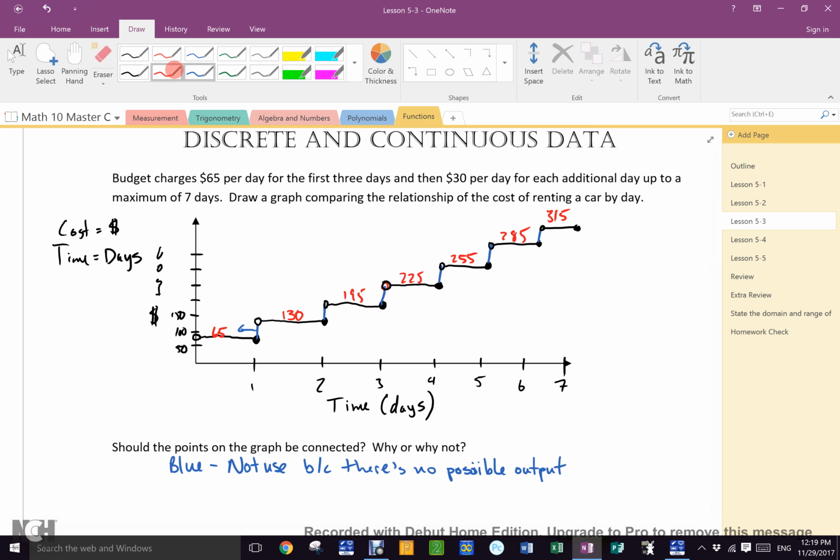Okay. What about if I were to do a green line? I'm going to get rid of that. The green line would go this way. Should I connect those dots? Would it make sense to connect those dots?